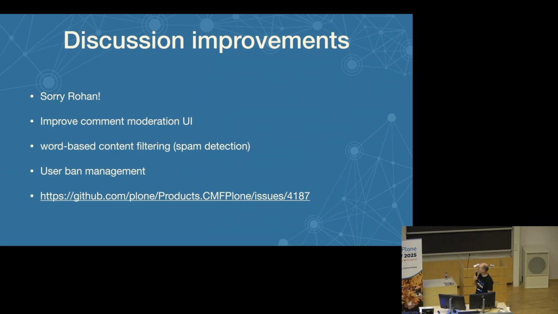And again, sorry, Rohan. He's improving the discussions, and I haven't looked at that also. He's improving the comment moderation UI. That can be a bit complicated. What does which button do? And he's introducing word-based content filtering. So that's basically spam detection, or at least some hooks in there that you can use, and a way to ban users. I'm not sure how that looks, but probably similar to how it works on communityplone.org, where at least the admins can say, this is a spam user, delete it. So if you want to try that out, see issue 4187.